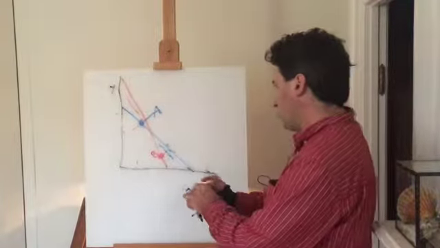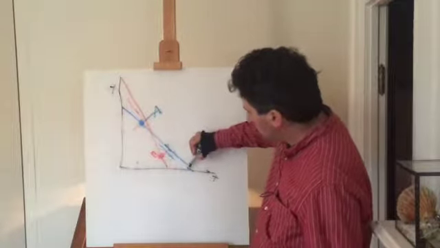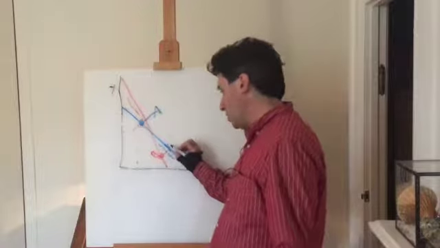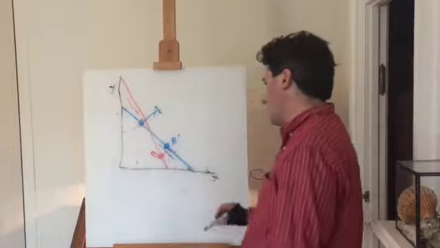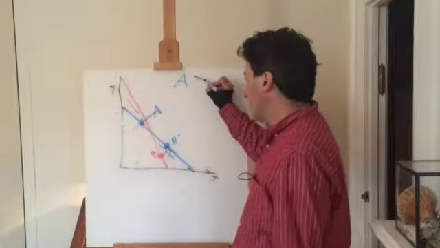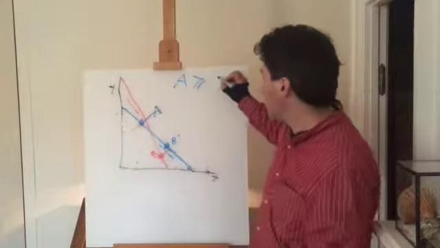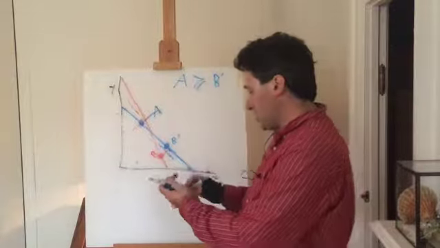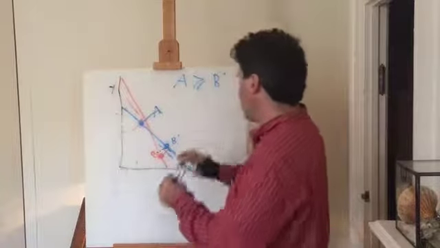If they chose point A when they faced the blue budget set, that suggests that they found point A at least as good as any other point they could have chosen, such as point B prime. They could have chosen B prime, they chose A. So that means that if they were following their preferences, we know that A is weakly preferred, i.e. at least as good as B prime. And with monotonicity, we have that B prime must strictly be better than B.